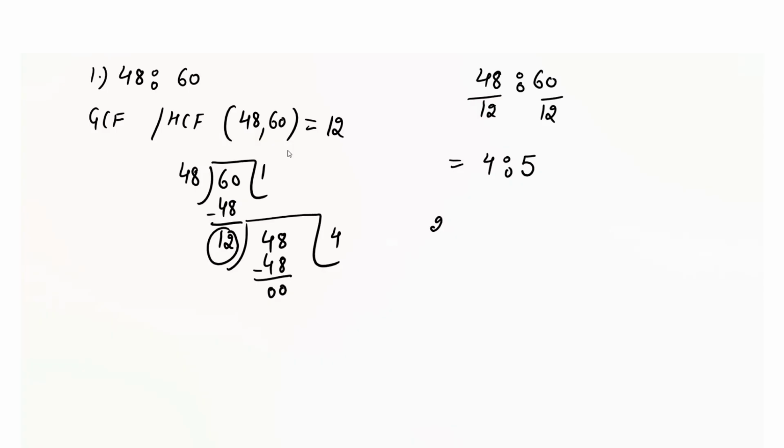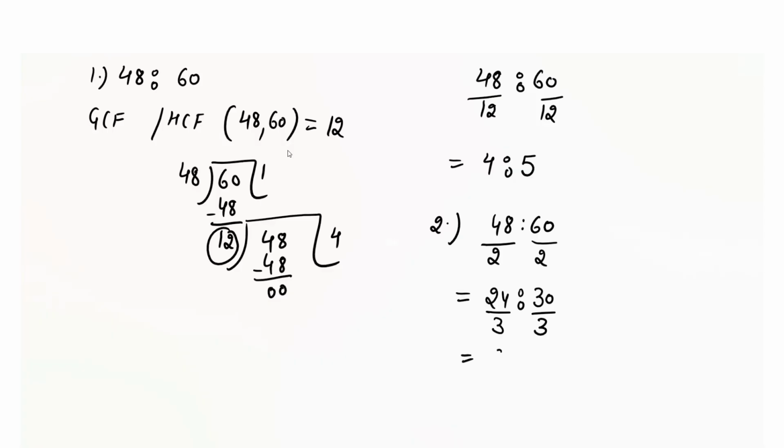If you don't want to follow this step, then you can simplify 48 ratio 60 by using smaller numbers. For example, 48 and 60 can both be divided by 2. When I divide 48 by 2, I get 24, and 60 divided by 2 is 30. Similarly, 24 and 30 we can divide by 3. You have to take the same number. You can't take two different numbers to divide 24 and 30.